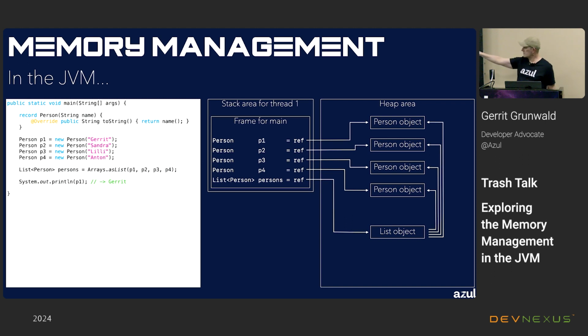And you see that the list object, of course, points to the references because it contains the objects. Okay, this is just for a basic understanding of how it works with the stack and the heap. And like I said, garbage collection is only in the heap, not in the stack. The stack grows and shrinks automatically, so you don't have to take care of that.